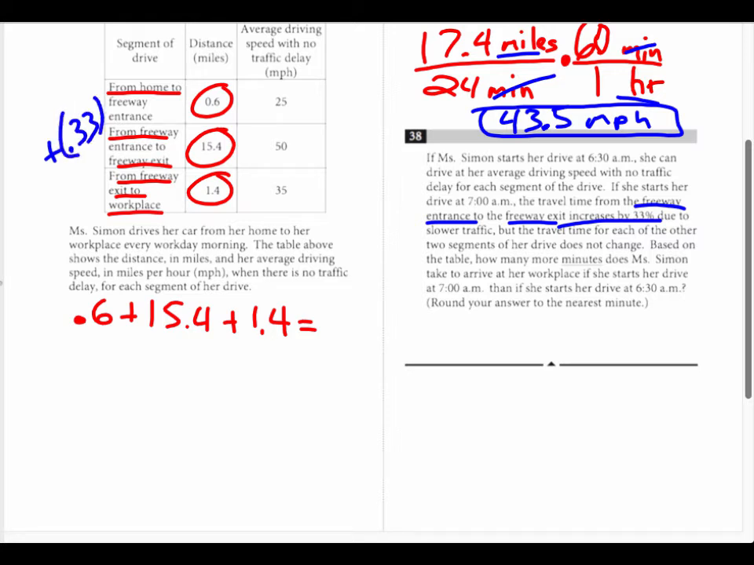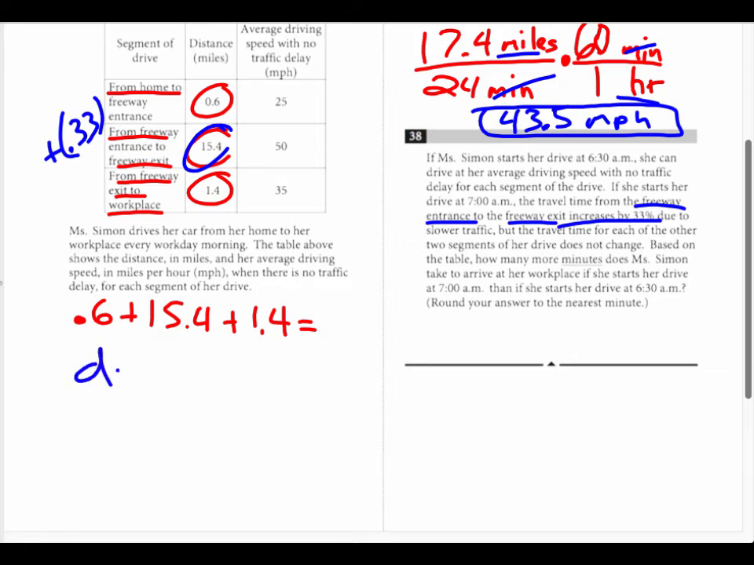And then it says, due to slower traffic, but the travel time for each of the other two segments does not change. Based on the table, how many more minutes does she travel to get to her workplace if she starts her drive at 7 as opposed to 6:30? So really what increases is the time. I'm sorry, I circled the wrong thing. I need to find the time, not the distance. So let's back up and find the time, and then we'll multiply it by 0.33.